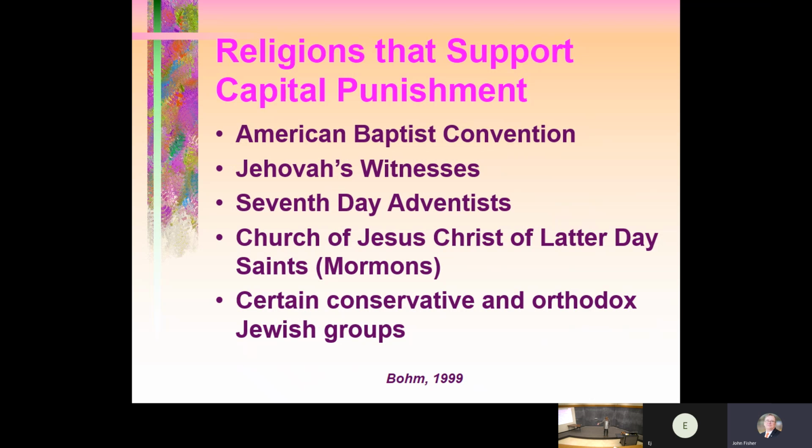Because Torah says this. That's where you're going to find your Orthodox and some conservative Jewish groups. The rest of religiondom, is that a good word? The rest of the faith community seek or want or desire to abolish the death penalty.